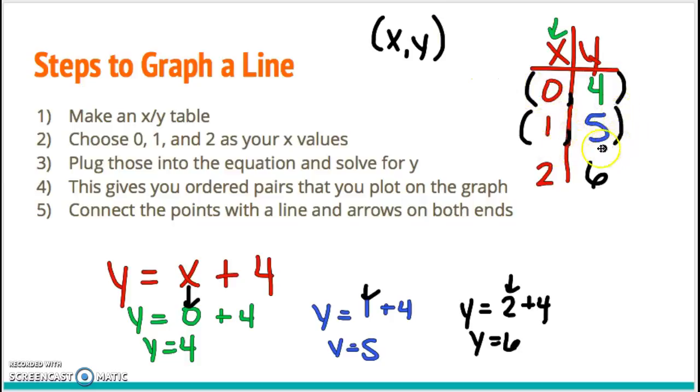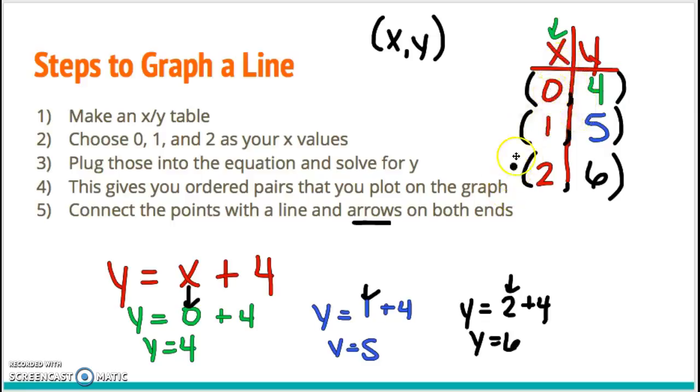Our second ordered pair is 1, 5. My third ordered pair is 2, 6. I would then plot these on the graph, and you will see that all three fall in a straight line. So then we connect all those points with a line, and you're going to stick arrows on both ends of that line. Those arrows tell you that the line would actually go on forever in both directions.